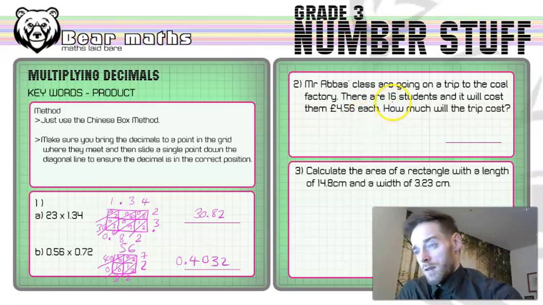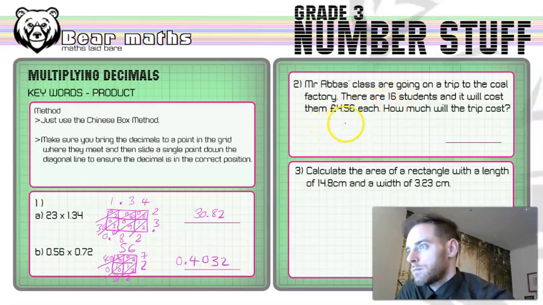So this is a simple case of multiplying the decimal by the whole number of students that there are. I'm going to take the 4.56 and multiply by 16. I've got it much like the first question, but it was worded, so we had to figure out what we needed to do. And I'm pretty confident most people will be able to do that without too much pain.